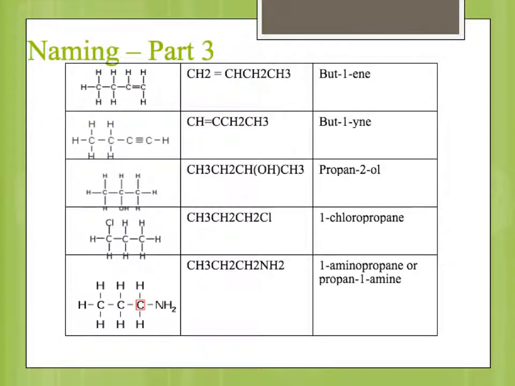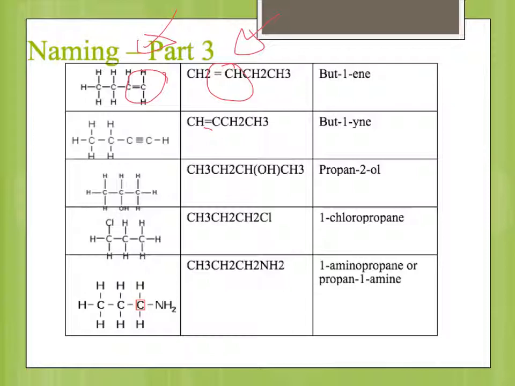Okay, so if we have a look at some of these molecules here, they've been named and they've been drawn out in structural and condensed structural formulas. The first one is but-1-ene. Notice how in the first diagram I've drawn it on the end, and in the second diagram I've drawn it on the beginning. It doesn't matter which way around I do it, it's still on carbon number 1.